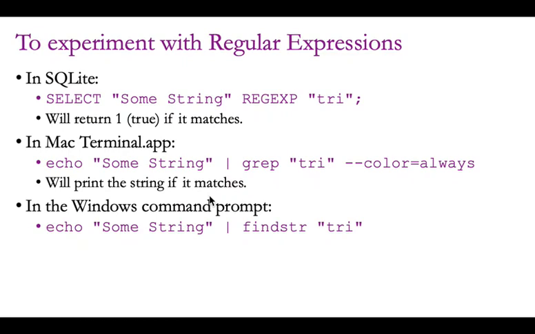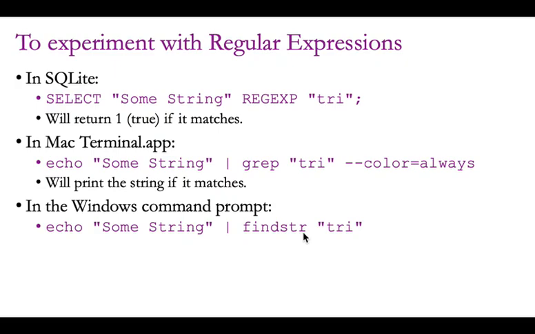You can also, on the command line, like on Mac, print out some text and then pipe it through grep. Grep is a command line tool. It stands for General Regular Expression Parser. It will print out the lines that match the pattern, and it will not print out the lines that do not match the pattern. There's a little parameter that colorizes the matches, which I like to use. I'll show how that's used in a second. And there's also something similar on Windows called findstr on the command prompt.